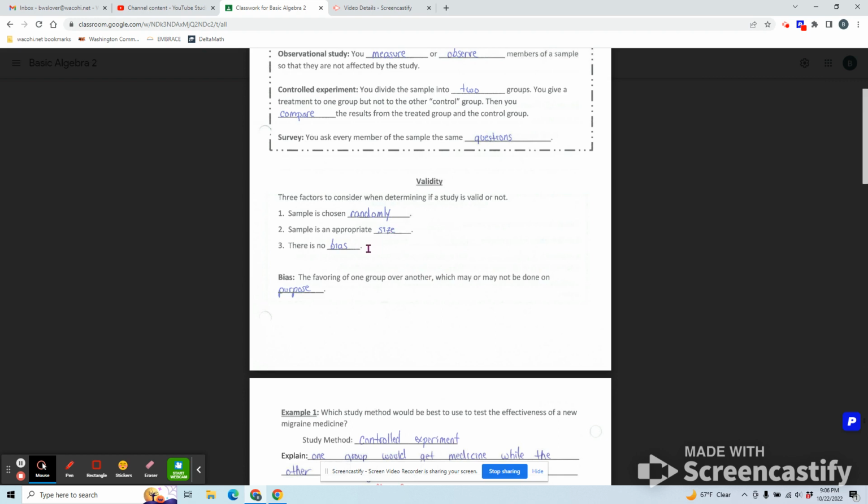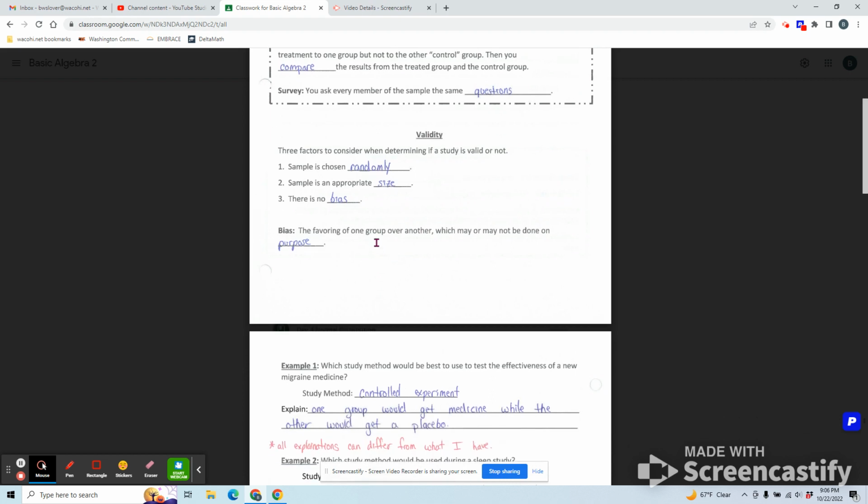And I want to make sure that there's no bias. Bias is the favoring of one group over another, which may or may not be done on purpose. So sometimes bias is done on purpose and sometimes it's not. We just want to try and avoid that, and we can do that by asking random people.